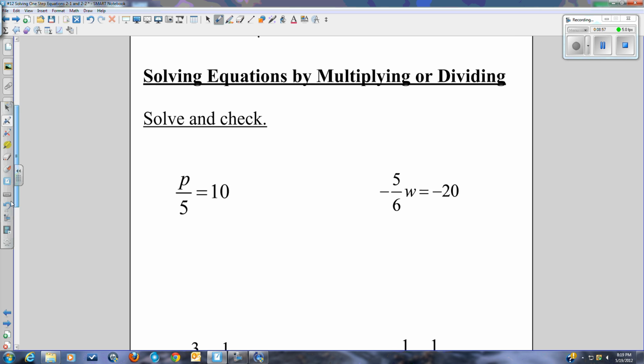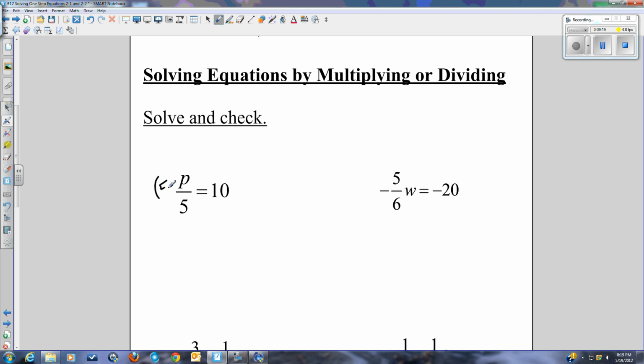Now the next thing we're going to be doing involving one-step equations is multiplying or dividing. Now, let's say we have this problem, p over 5 equals 10. We want to get p by itself. Well, what's happening to the p? It's being divided by 5. The opposite of dividing by 5 is multiplying by 5. So let's multiply each side of the equation by 5. You can draw your line through if you want to. The 5's will cancel on the left, and we have p equals 50.